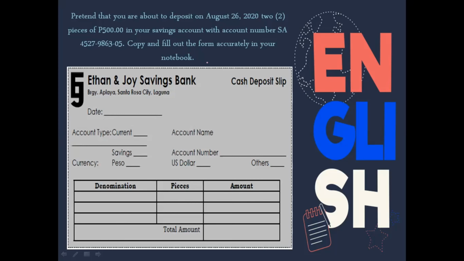So this is the deposit slip, cash deposit slip. I already provided the information and then you have to put it here, answer. Copy and answer in your notebook once again. Once done, you can take a picture of it and send the picture to teacher.